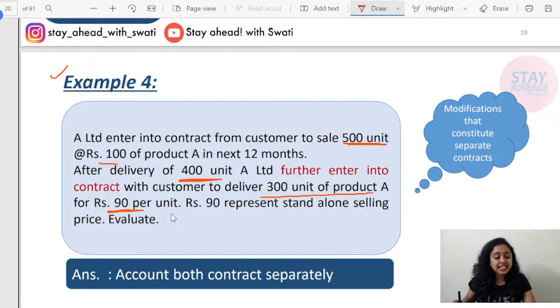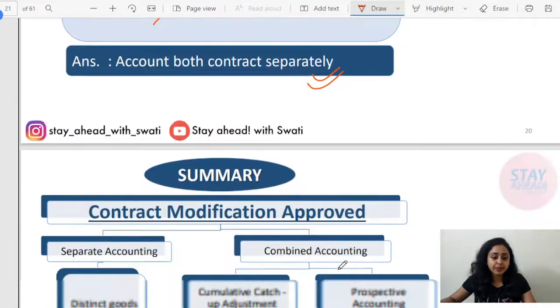Now the question itself says that rupees 90 represents the standalone price. So there is an increase in the scope, there has been a change in price, and the price reflects the standalone price. Therefore, it should be recorded as a separate contract. So the answer is to account for both contracts separately. This is an example of a modification that constitutes a separate contract.